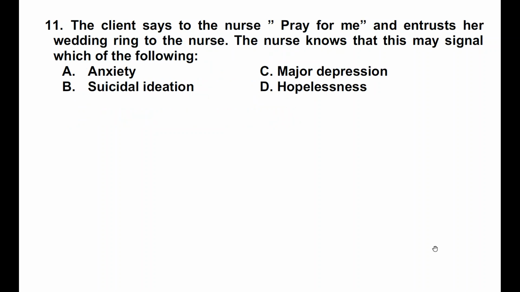11, the client says to the nurse, "Pray for me," and entrusts her wedding ring to the nurse. The nurse knows that this may signal which of the following: anxiety, suicidal ideation, major depression, or helplessness. Of course, if that is giving away a prized possession, the best answer is letter B, suicidal ideation. That is a cue of suicidal ideation but not anxiety.